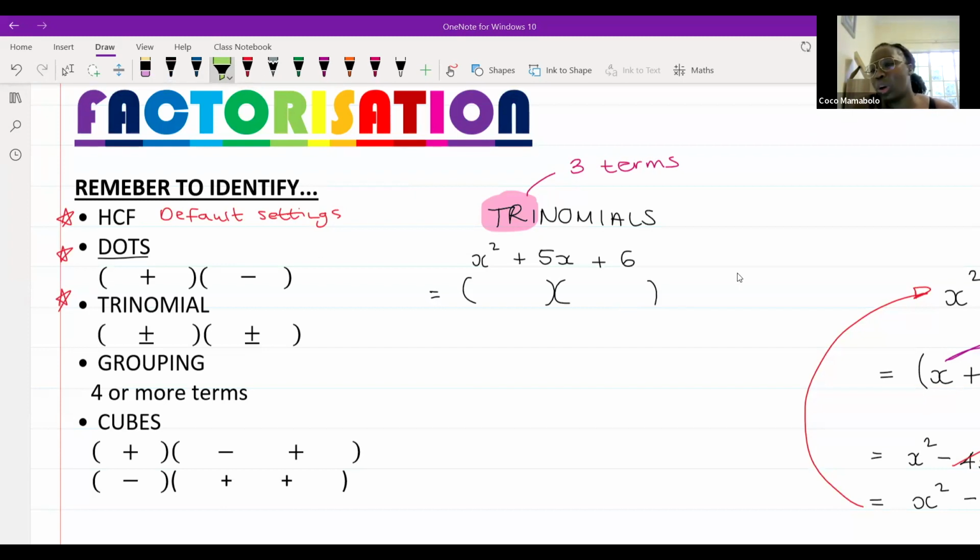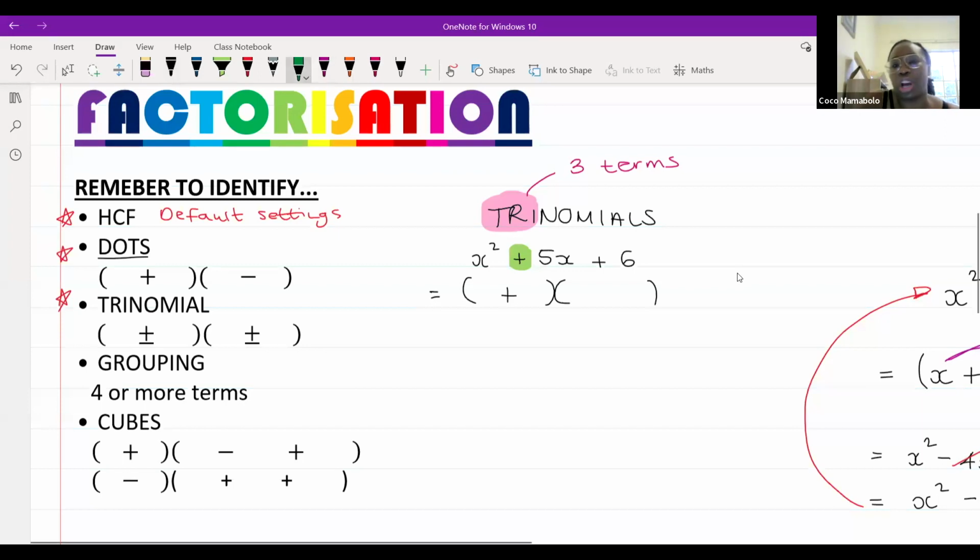Now, here's the nice part about trinomials. We don't really know what the signs inside the brackets are. So what we're going to do is take that one. That one is always going to be part of one of our brackets. Without a doubt, we can already put a plus there.